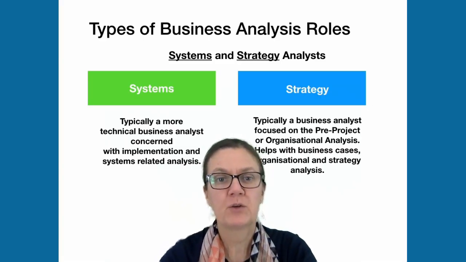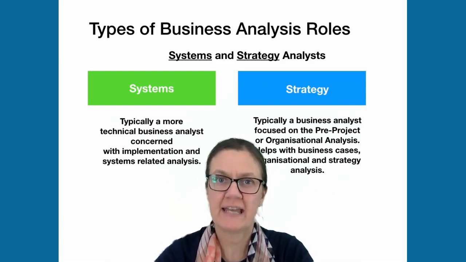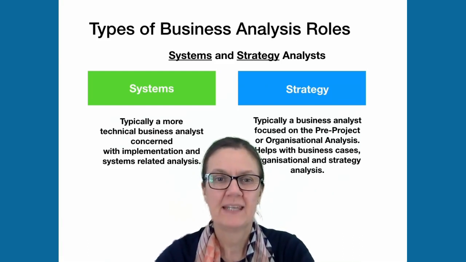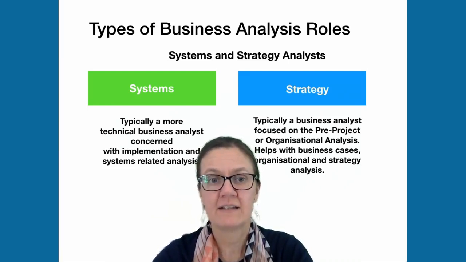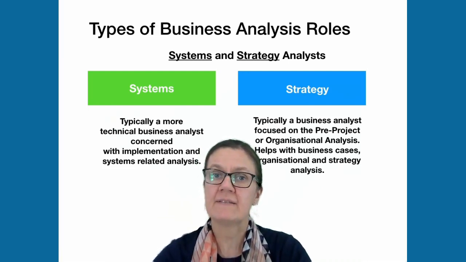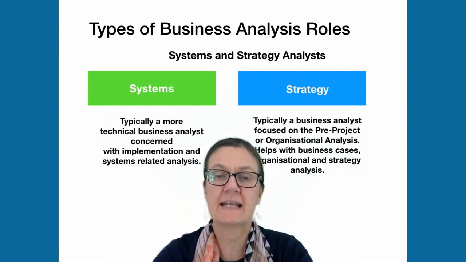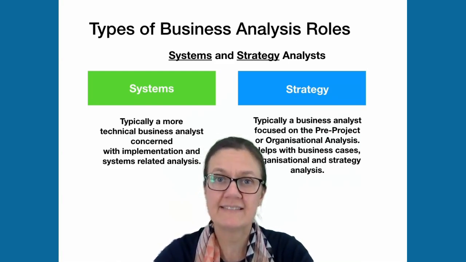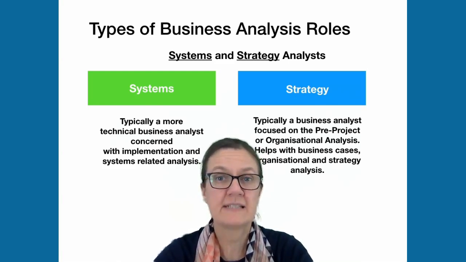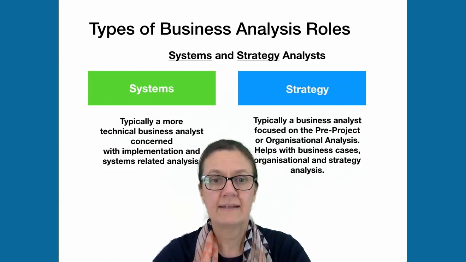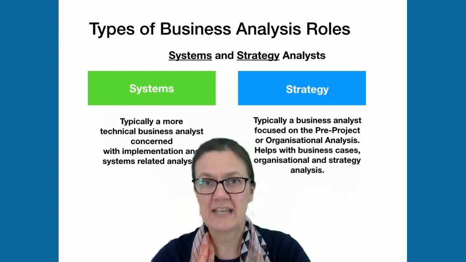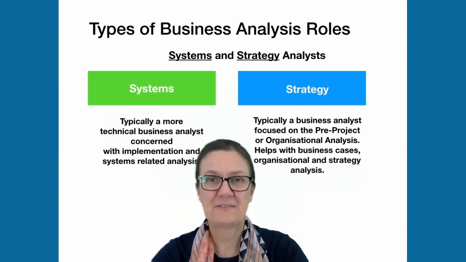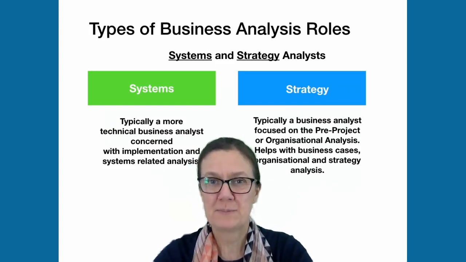Okay, so let's have a very quick look at a systems analyst and a strategy analyst, just to complete this picture. So a systems analyst is typically someone that's a technical business analyst, and they are predominantly concerned with implementation and system-related analysis. So they can work at a very low level of detail. They've got a great understanding of whatever system it is that they're working on, and their focus is certainly around systems analysis.